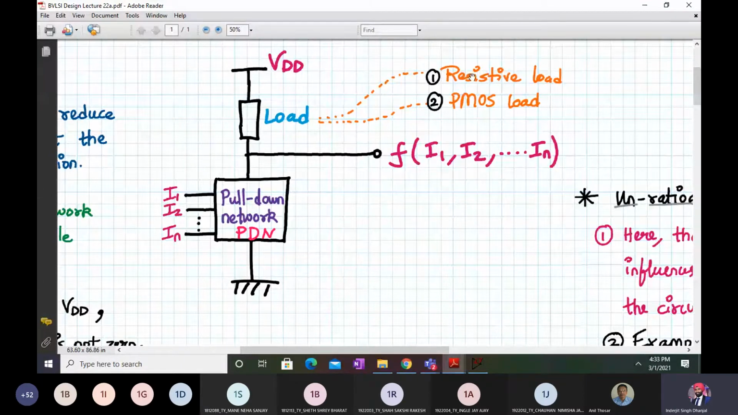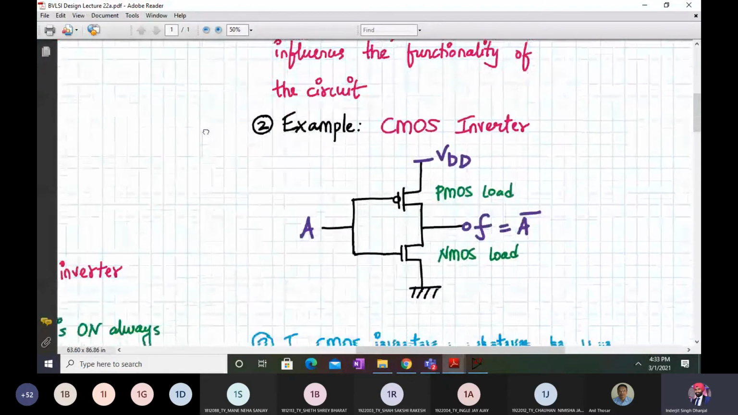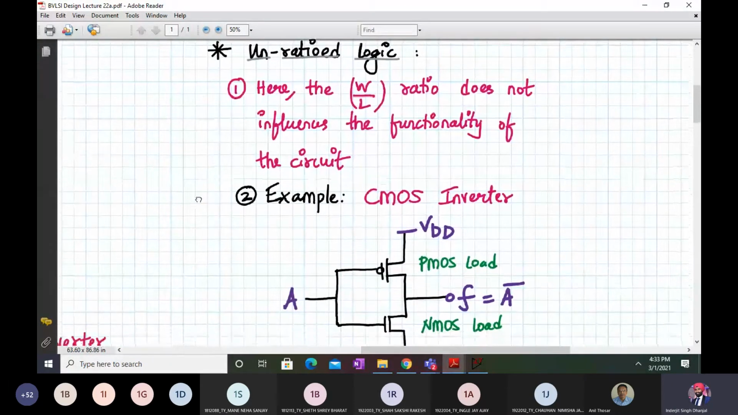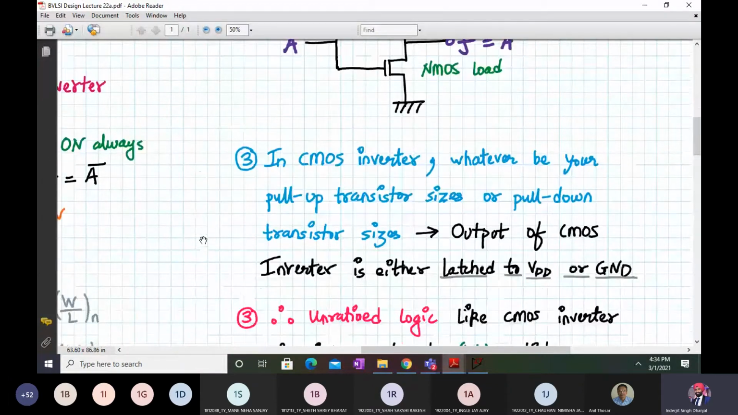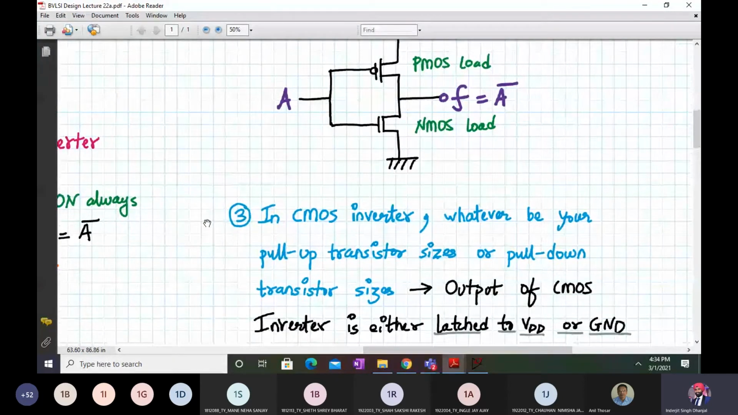Whenever the load can be a resistive load or a PMOS load, this type of logic is called ratioed logic. So you will say, what is unratioed logic? Have we studied it? Yes. The CMOS inverter which you have studied is unratioed logic. What do we mean by it? Ratioed and unratioed means that here the W by L ratio does not influence the functionality of the circuit for unratioed logic. In a CMOS inverter, whatever your pull-up size or pull-down size, the output is either latched to VDD or ground.